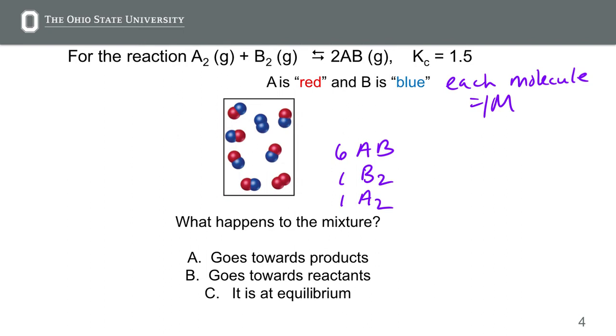So what happens to the mixture? This is basically saying, is this reaction at equilibrium? If it's not, does it go towards the reactants or does it go towards the products? Or is it actually at equilibrium? We have a K value for this reaction, 1.5. So let's go ahead and calculate Q for this reaction.